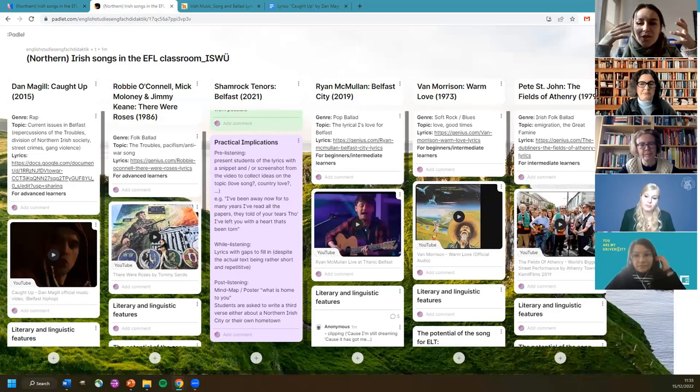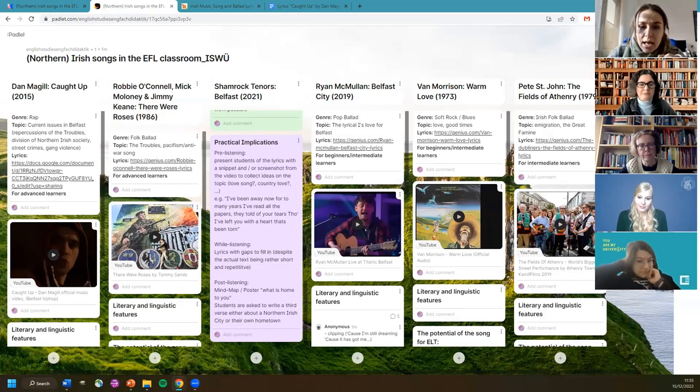And we thought that might be interesting because it could also be about a relationship or an ex-lover. But then they find out while they're listening that it's actually about a city and a home. And while they are listening, you could also give them a sheet of paper with gaps to fill in, despite the text being quite short, actually. But still, we think that would make sense.